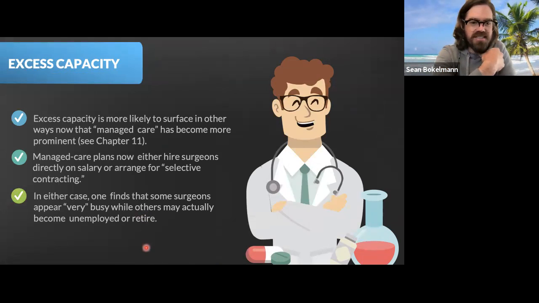Now, this issue of excess capacity is even more likely when we talk about managed care programs like HMOs, and we'll talk about that more in Chapter 11. It basically comes from the fact that managed care plans hire surgeons in one of two ways. They either hire them directly on a flat salary, or they arrange for what they call selective contracting, which is basically like a physician as a contractor. So not a salary basis, but we'll hire you when we have a lot of extra demand, and when we don't, we won't hire you. But in either case, it turns out that some surgeons appear to be very busy, while others may actually be unemployed or even retired. So we'll talk about this more in Chapter 11 when we talk about managed care.